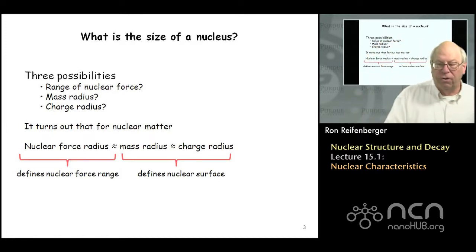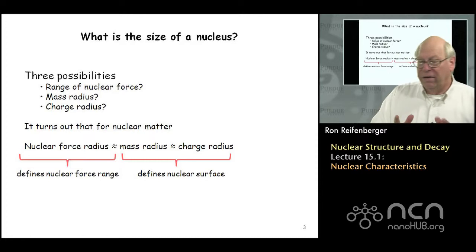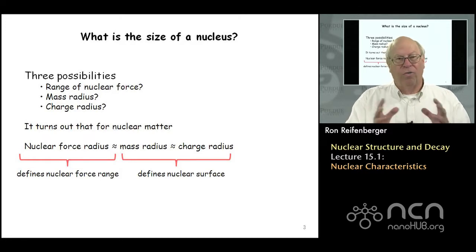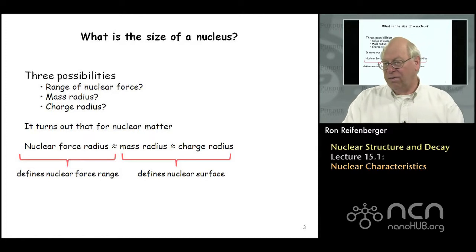So it turns out that for nuclear matter, all 3 of these different radii are about the same. So the range of the nuclear force is about equal to the mass radius. It's about equal to the charge radius, to first approximation. And so all 3 different criteria give you roughly the same size of nuclear matter.